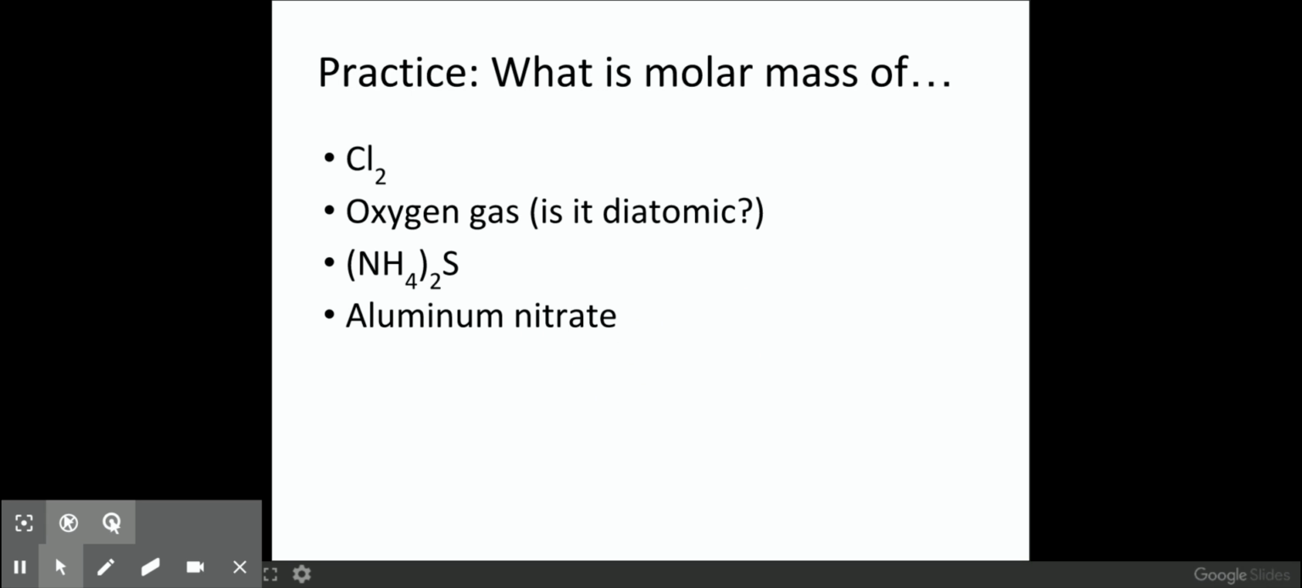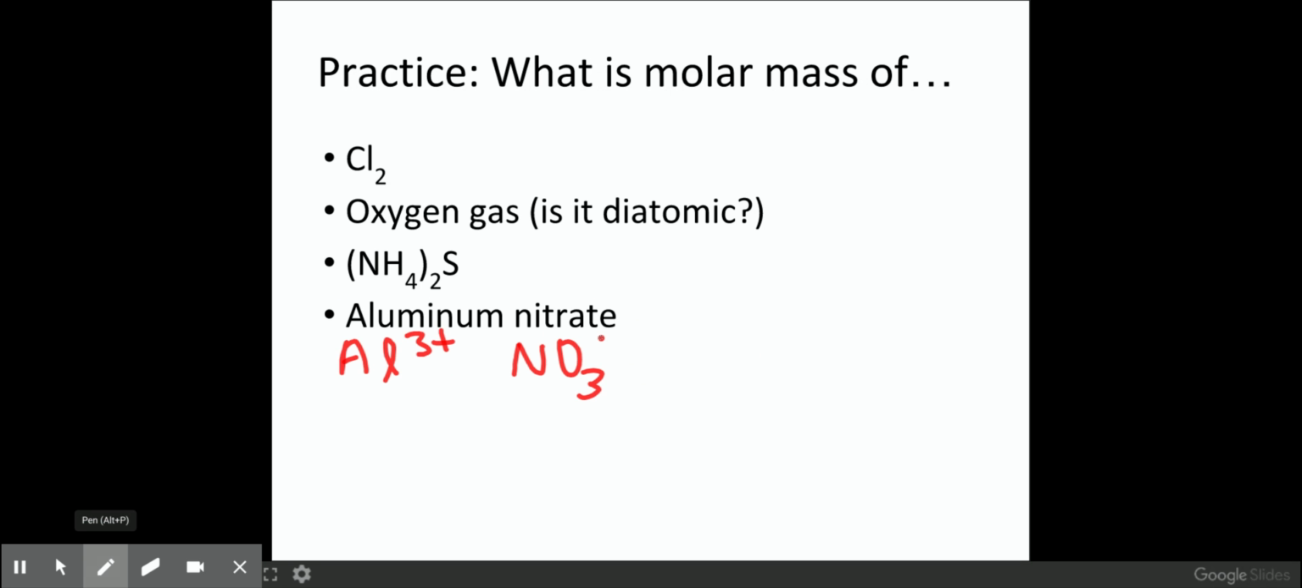Let's do one last example, aluminum nitrate. Now this time you have to write the formula first, and we need to be really careful to do it correctly, otherwise our math will come out incorrectly. So we'd have to think about our charges. So for aluminum, we know it's a 3+ charge. Nitrate is an NO3 with a minus. Therefore, my formula is going to have 1 aluminum, but 3 nitrates to make those cancel out. Okay, this is the formula we do our math with.